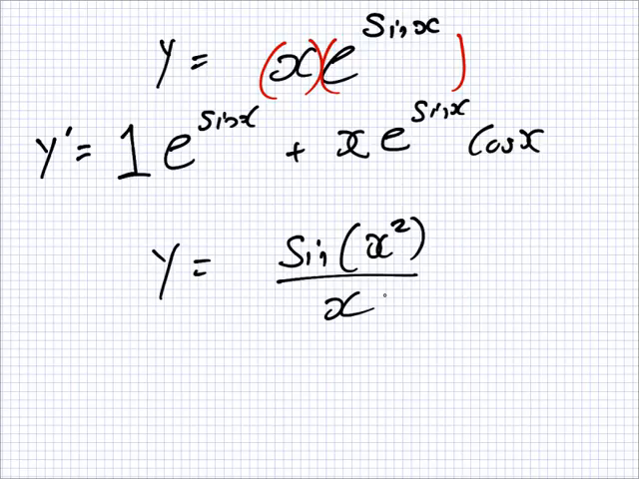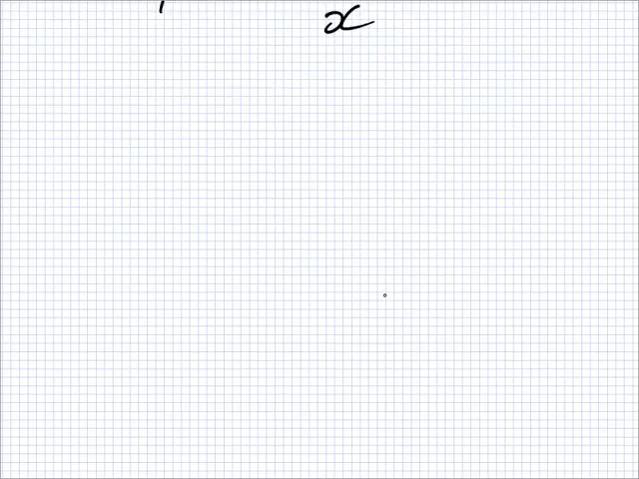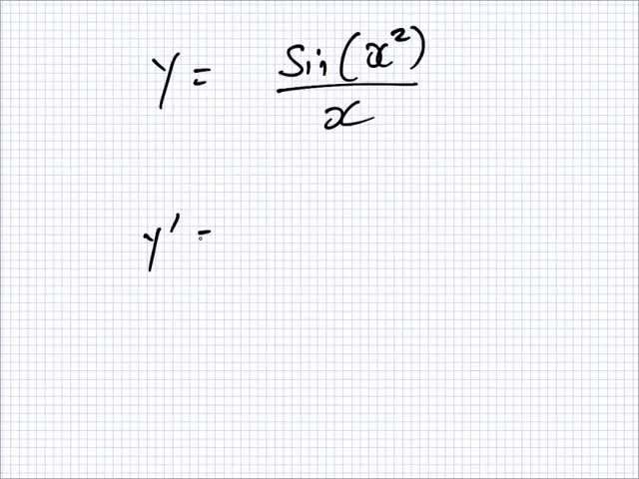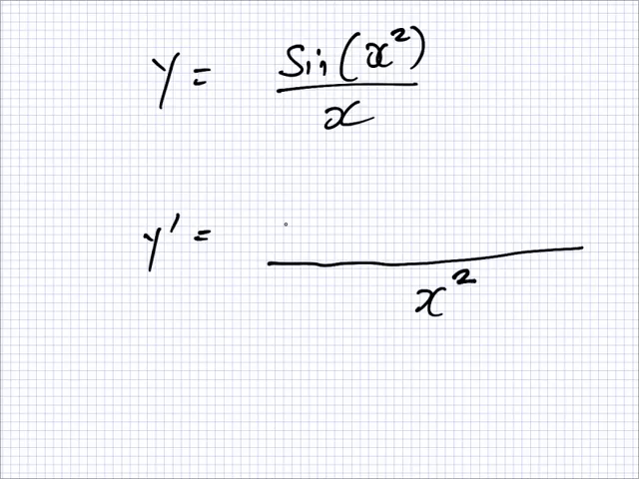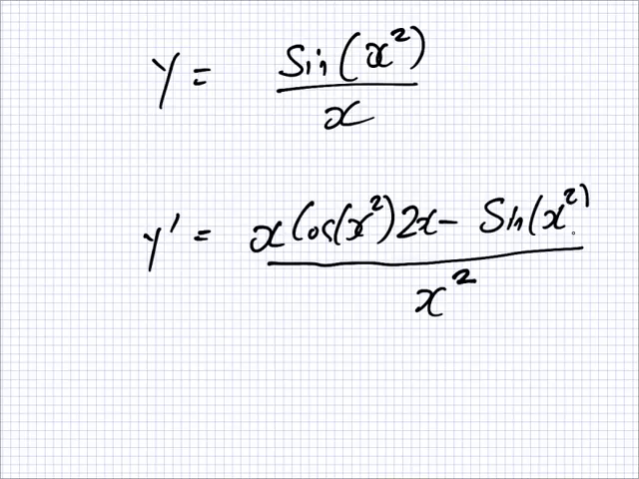Finished it? Yeah. So which rule do I need first? Quotient rule, yeah. So it will be the bottom squared, the bottom times derivative of the top, which is cos x squared multiplied by 2x, yeah, minus the top times derivative of the bottom, which is 1 then. Yeah.